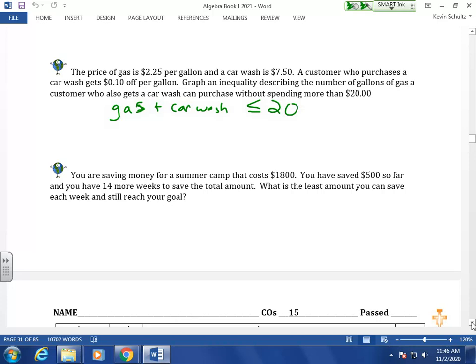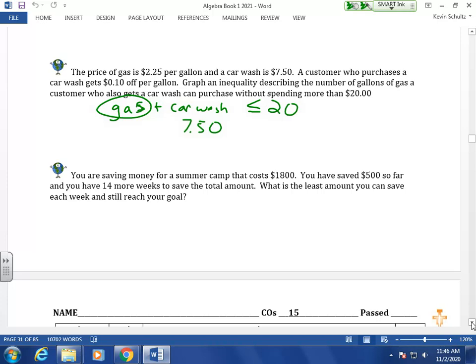So if I'm a customer who gets a car wash, I know that is $7.50. That's a constant. That price is the same. I suppose if you say, well, I want a second car wash, because the first one didn't do a good enough job, then you pay $7.50 again. But for one car wash, $7.50. How do I represent my price of gas? This situation says it's $2.25 per gallon, but a customer who purchases a car wash gets 10 cents off per gallon. How's that going to be represented?